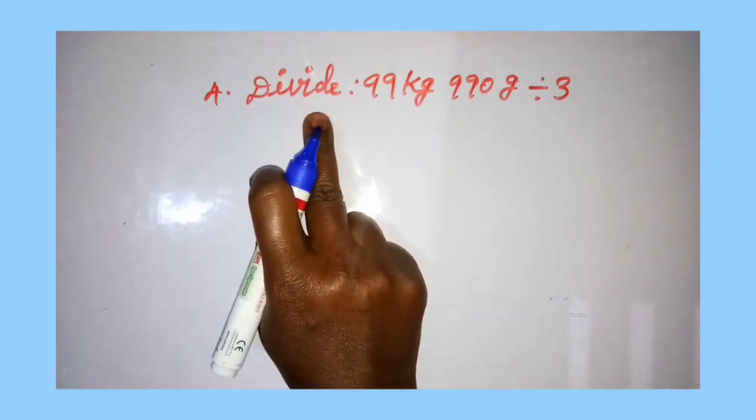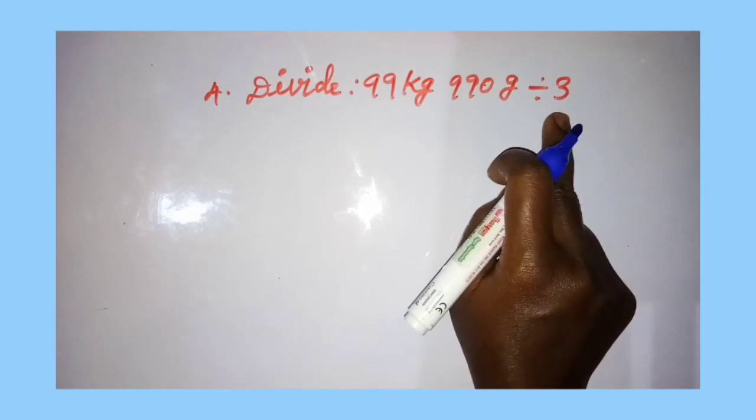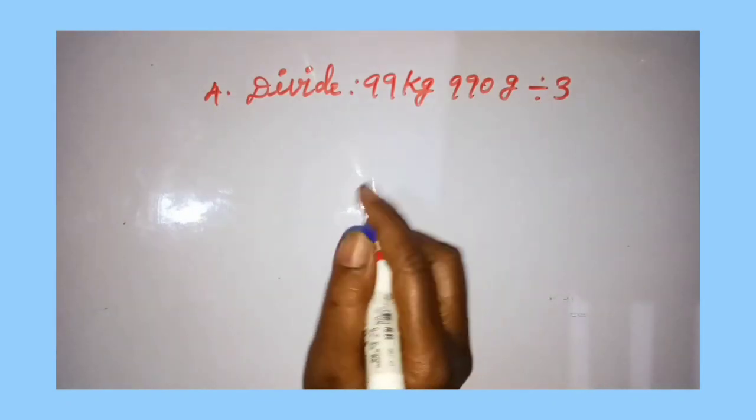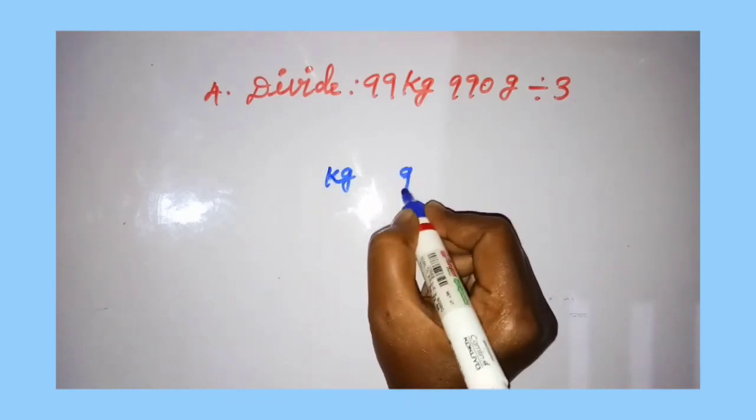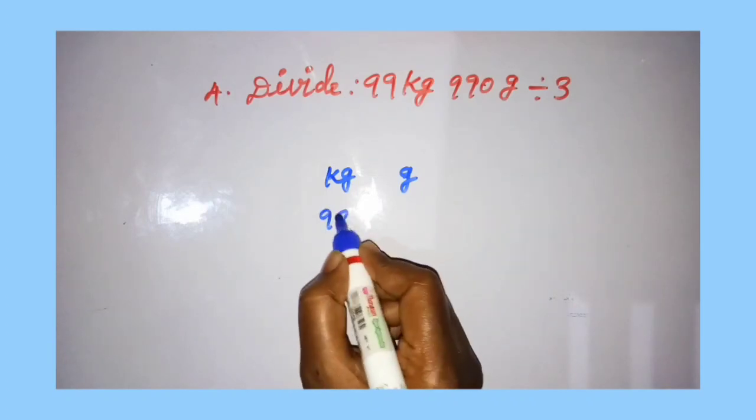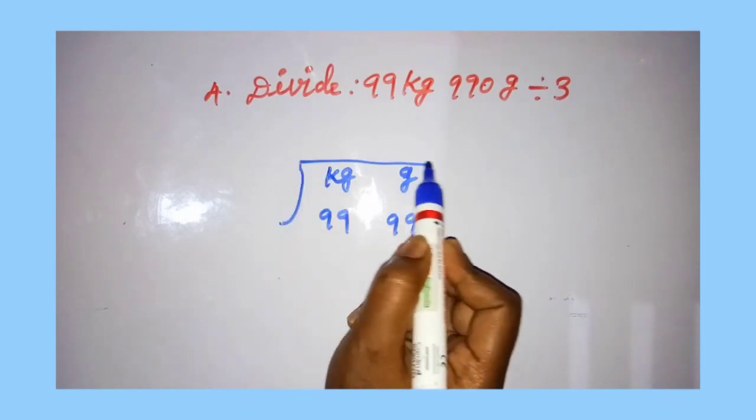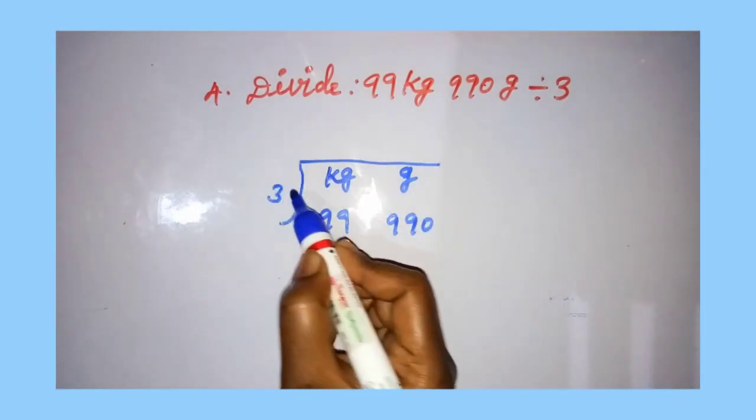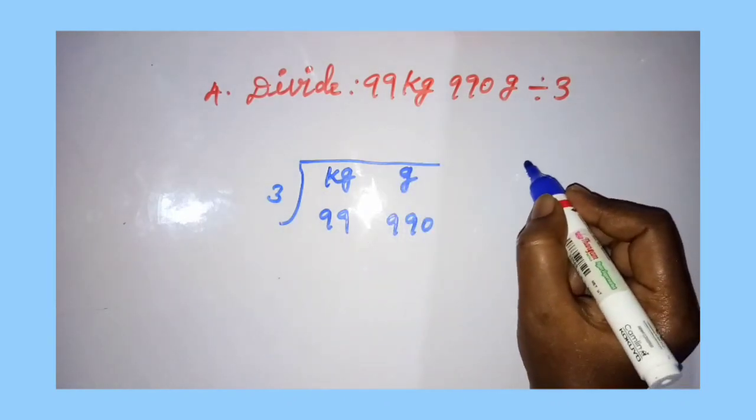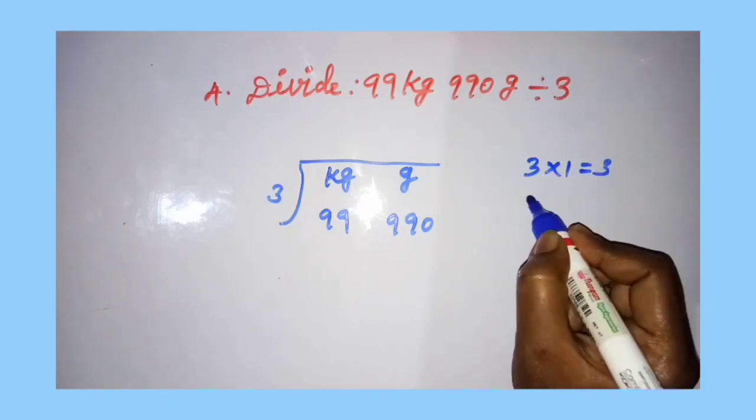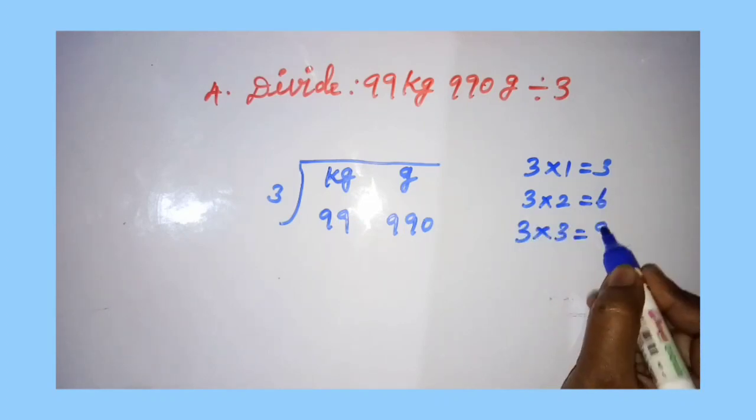Fourth sum: divide 99 kilogram 990 gram by 3. First, we write the value inside. We write the first measurement, kilogram and gram: kilogram value 99, gram value 990. Next, outside we write the second value, 3. So we have to divide using the 3 table. First we write the 3 table: 3 ones are 3, 3 twos are 6, 3 threes are 9.